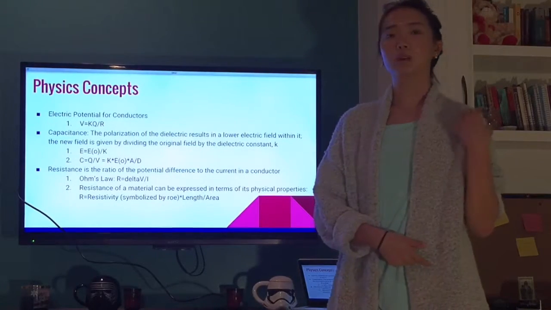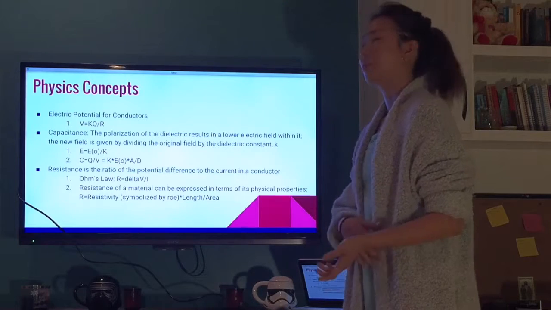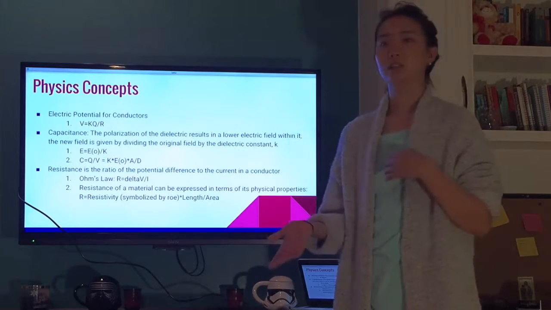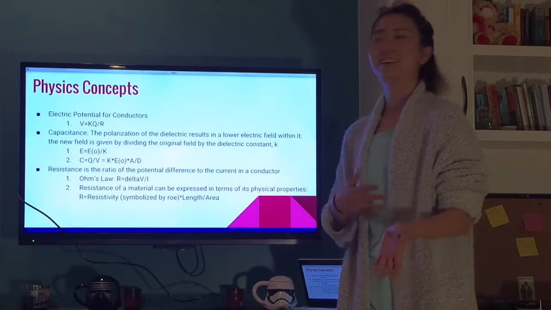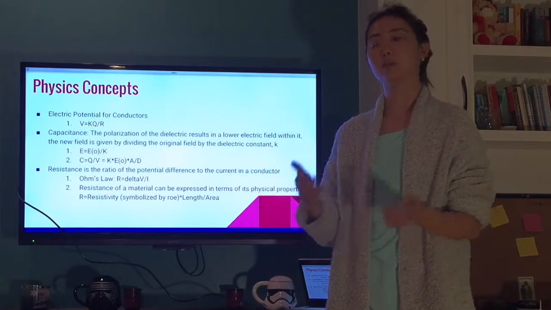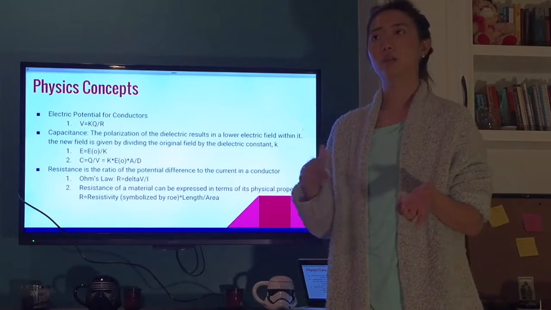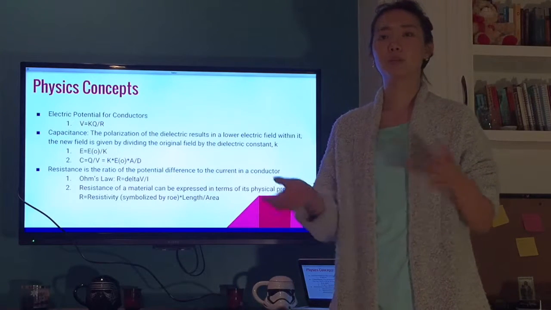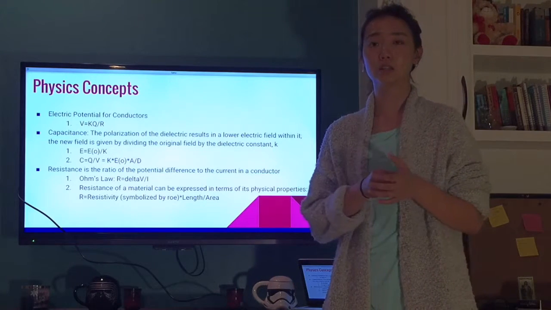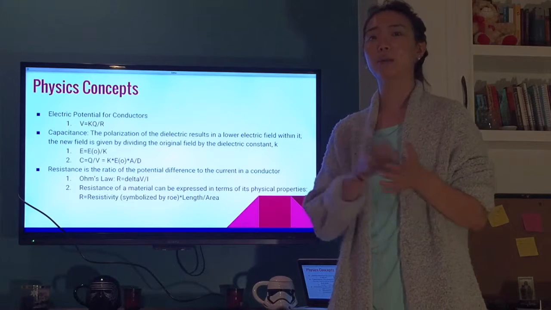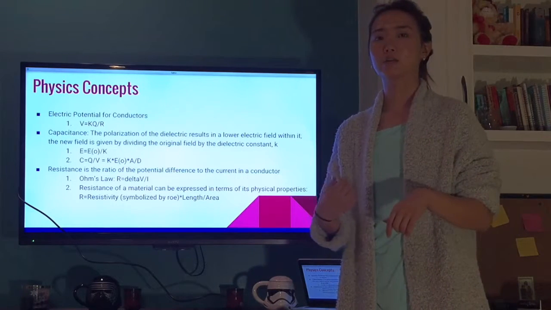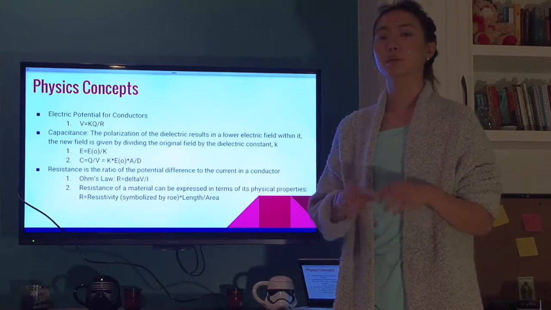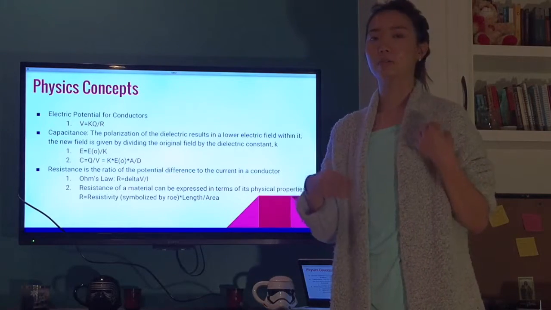We're also going to be looking over resistance, which is the ratio of potential difference to the current in the conductor, using Ohm's law, V equals IR, which then can be derived to R equals V over I. The resistance of the material, or how much it can prevent currents to go through the material, can be found by resistivity, symbolized by rho, multiplied by the length of the material divided by the area.